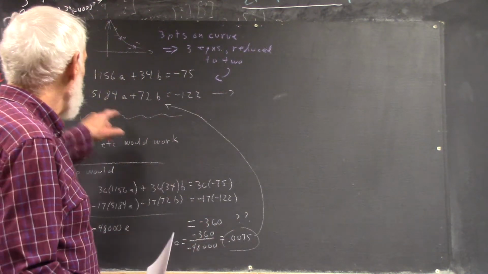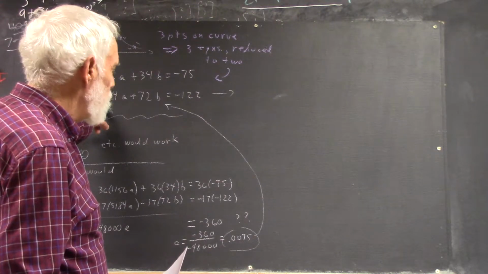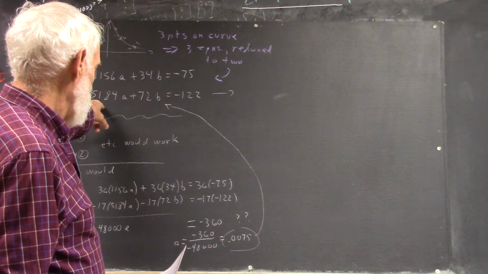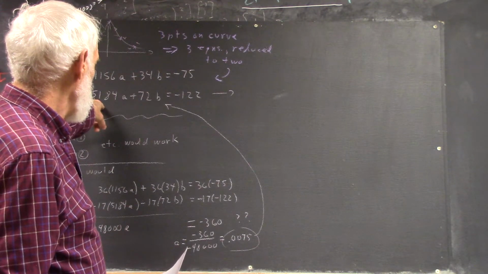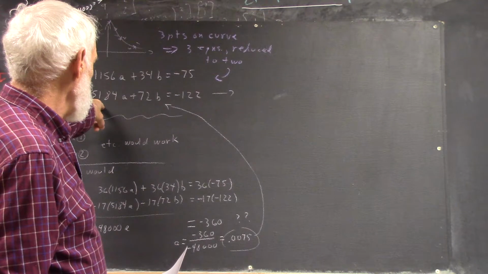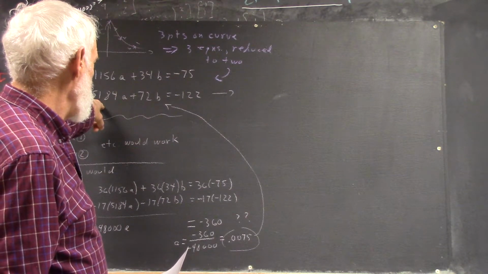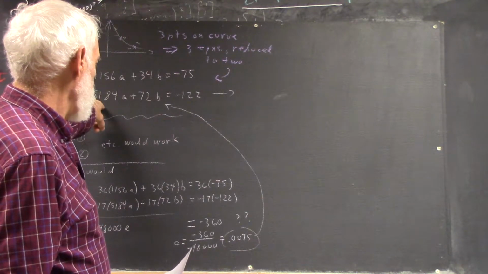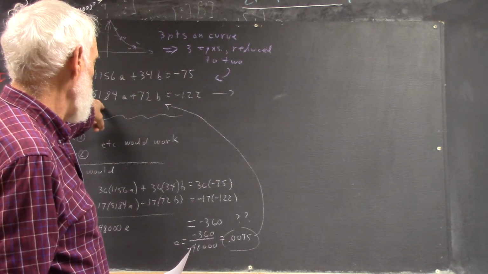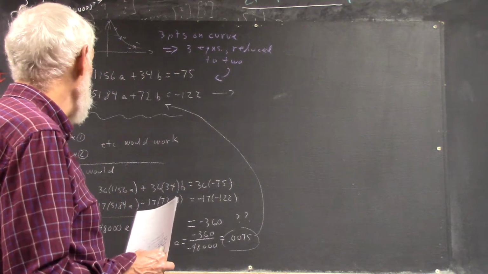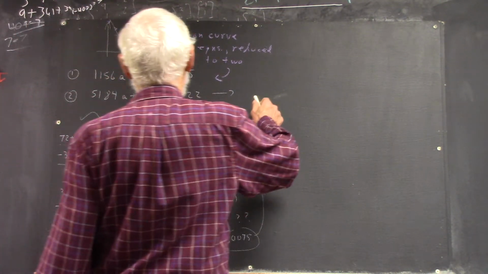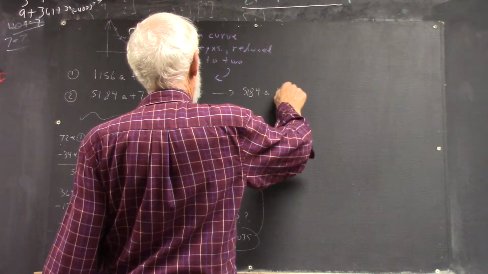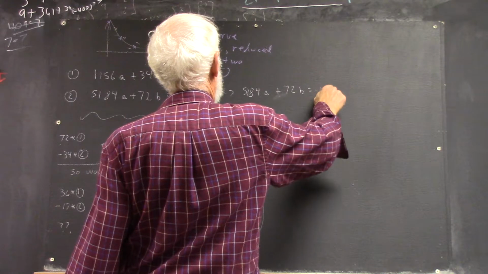Okay. Multiply that by 5184. If I multiply 0.01 by 5184, I get 51.84. And if I then do 3/4 of that, 3/4 of 48 would be 36, 3/4 of 51 would be about 38. So I'm saying that gives you, okay, 51.84a plus 72b equals negative 122.